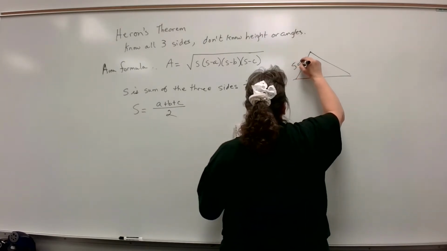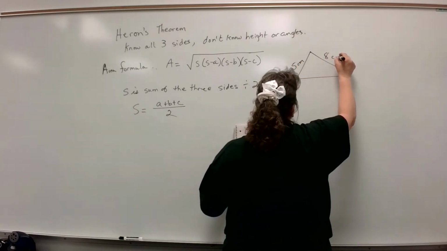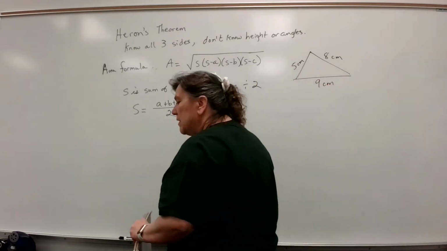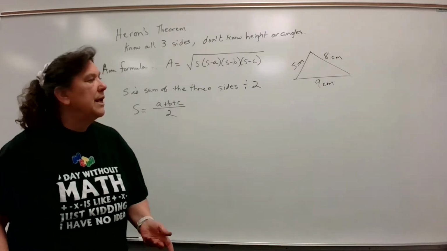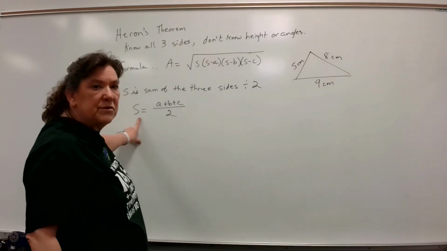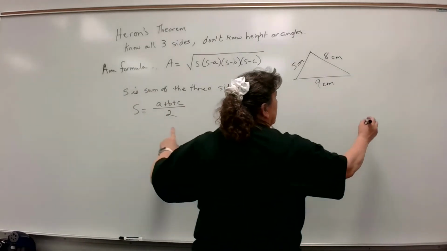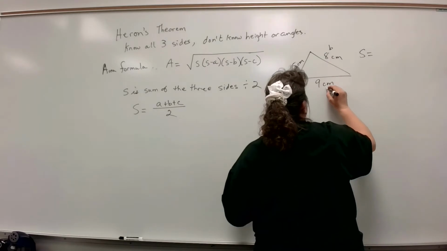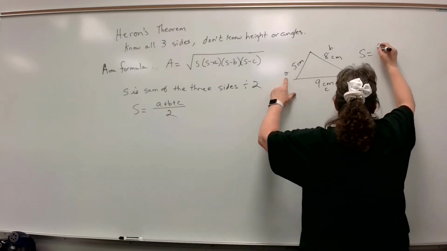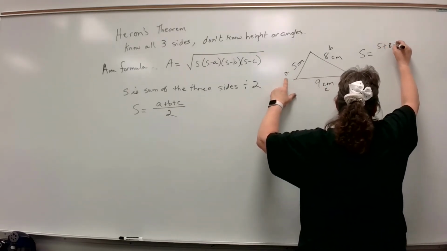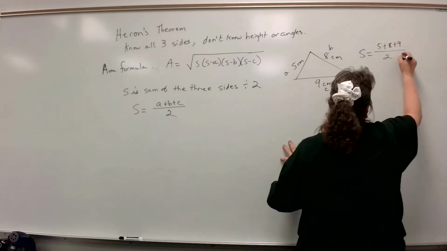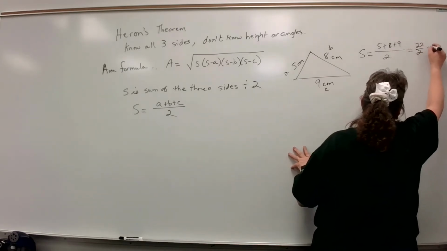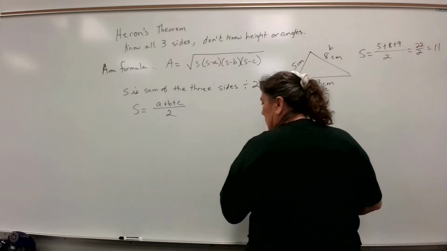5 centimeters, 8 centimeters, and 9 centimeters. We have no idea what the height is. We have no idea what the angles are. So the first thing we have to do is calculate our S. So S is equal to, this is A, B, and C. So 5 plus 8 plus 9 over 2. Okay, that's 22 divided by 2 equals 11. So we know our S.